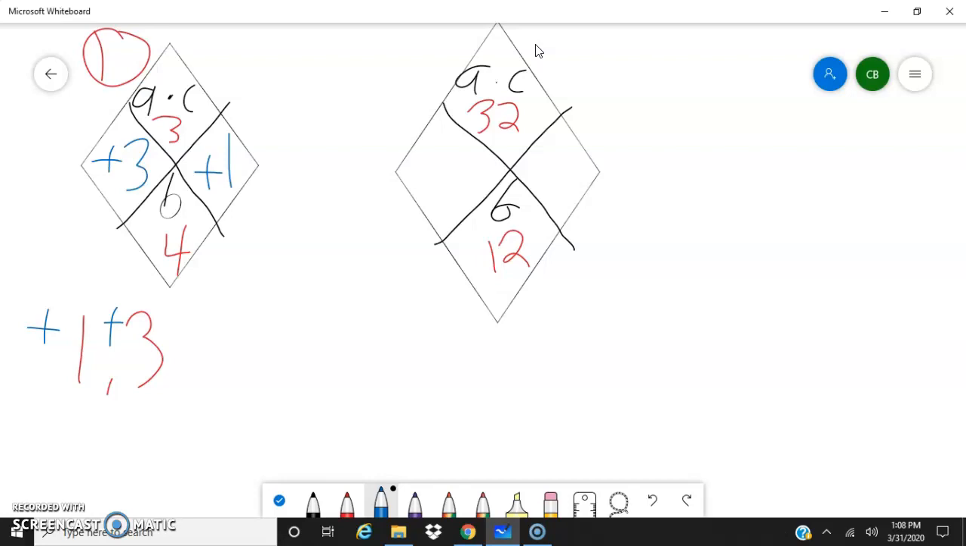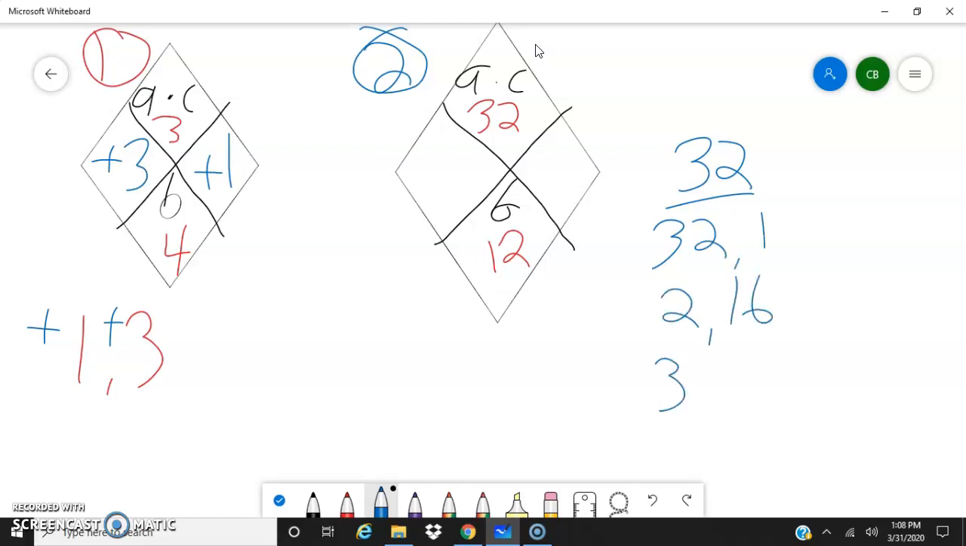Let's try this one here really quick. We have a times c, so factors of 32 that add up to 12. So factors of 32: 32 and 1, 2 and 16, 4 and 8. I think that's our ticket. Yes, 4 and 8. So we want our signs to be +4 and +8.